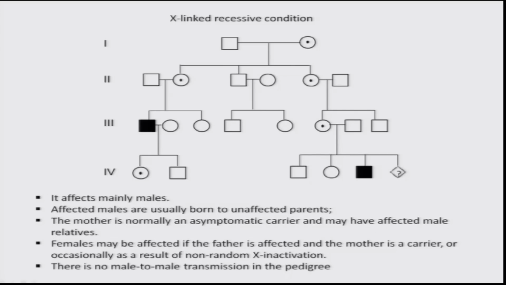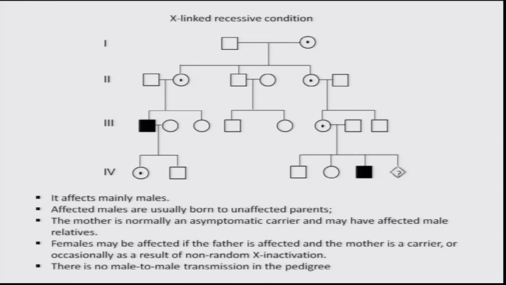So, likewise, you can see here, if you go back in the family, you would find some of the males are affected who are related to the mother. That is because if that X chromosome results in a male, then certainly he would show the phenotype, because he does not have a Y chromosome, he does not have the other copy, the wild type copy. Females may be affected if the father is affected and the mother is a carrier, right.